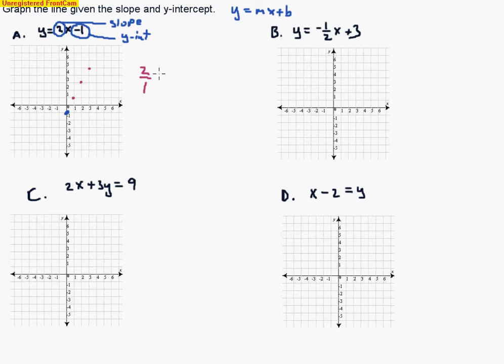I could also go the other way. It's also the same thing as -2 over -1. So I could go down 2, left 1, down 2, left 1. And that gets me on to that line. And then I can just draw the line between those points.